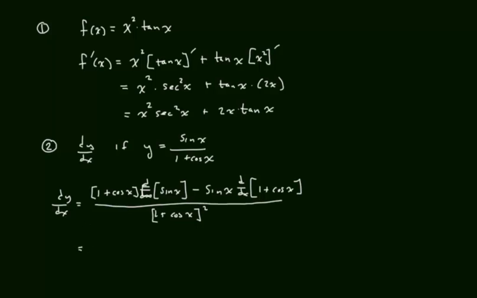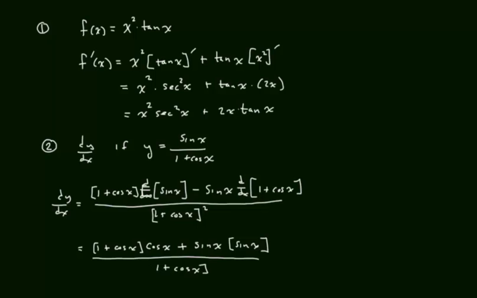Okay, so what is this? 1 plus cosine x times cosine x minus sine x times 0 minus sine x, so that will make this a plus, all over the quantity squared. Now normally I don't simplify it, but this one is just so delicious that you have to simplify it. So take a moment and simplify it, and then check your answer.